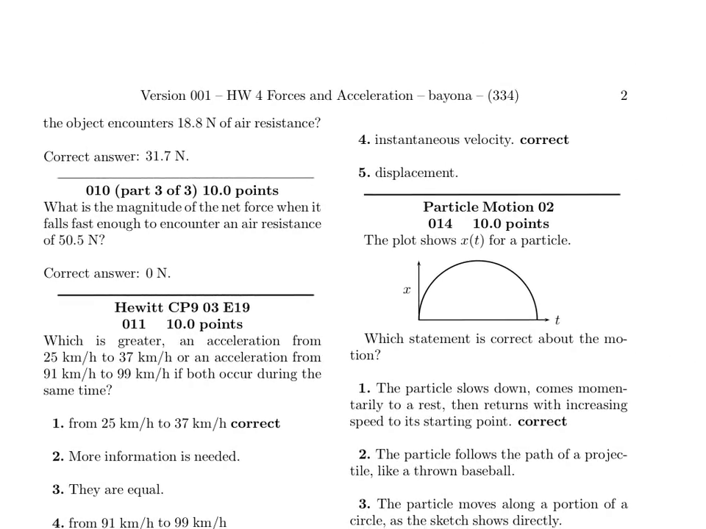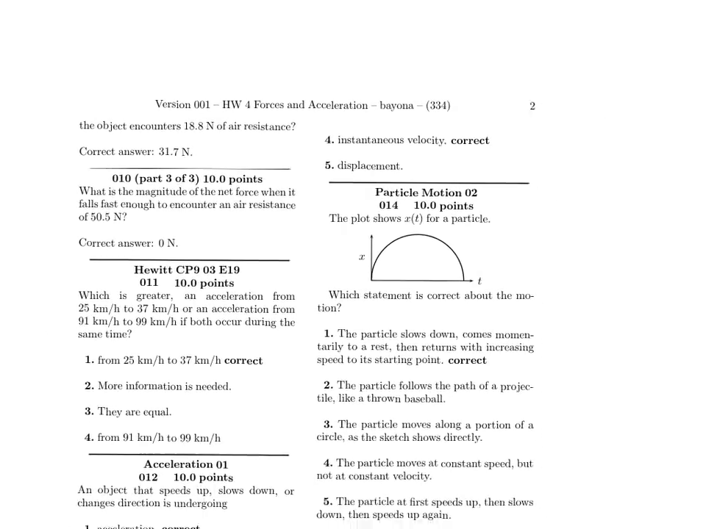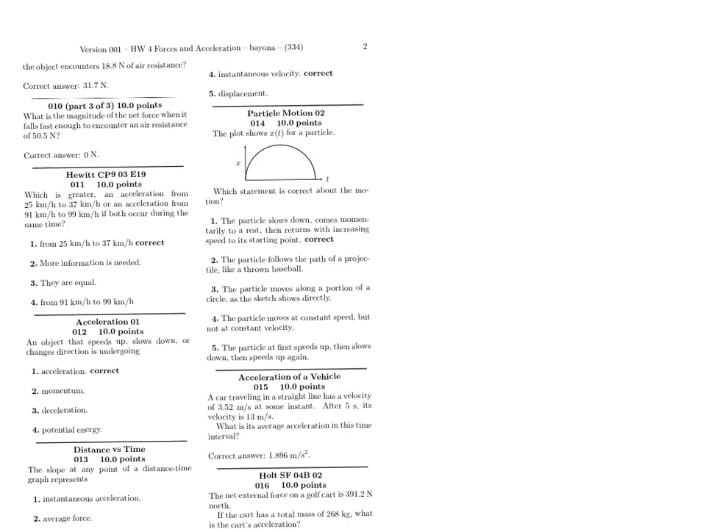The 50.5 that we had on the previous question is now going to encounter 18.8 newtons of air resistance. This is a slightly easier problem than what we were just doing, right? That elevator tension problem is really, really difficult. Okay, so what is going to be the net force if you have 18.8 newtons of air resistance?